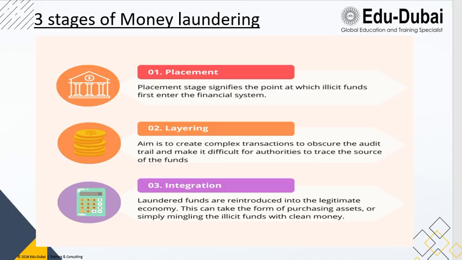So integration means laundered funds are reintroduced into the legitimate economy. This can take the form of purchasing assets. Here the asset purchased is a car. So lastly, the amount comes to the account of the car company. The money is made legitimate through a complex set of transactions, placement and layering, and lastly it is integrated into the economy. So these are the three stages of money laundering. This is very important. There will be some questions regarding placement, layering, and integration.